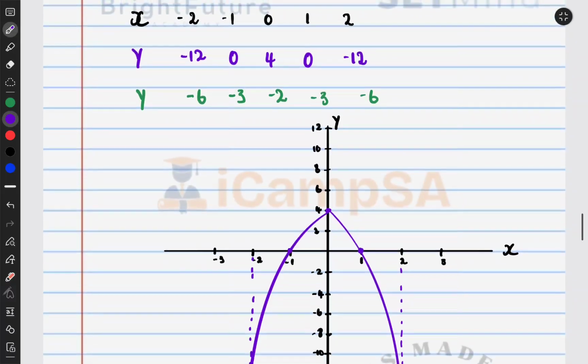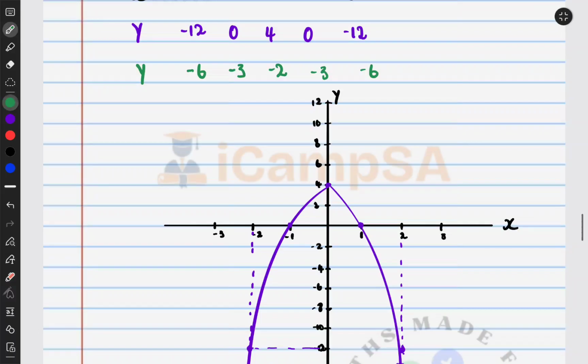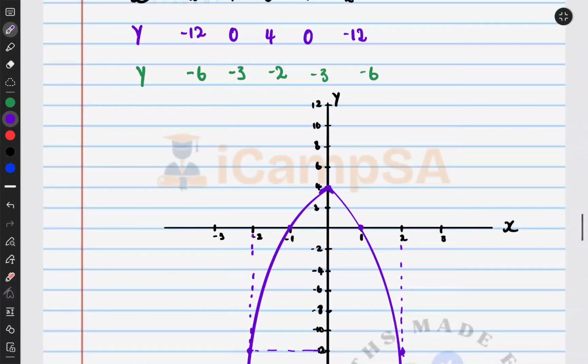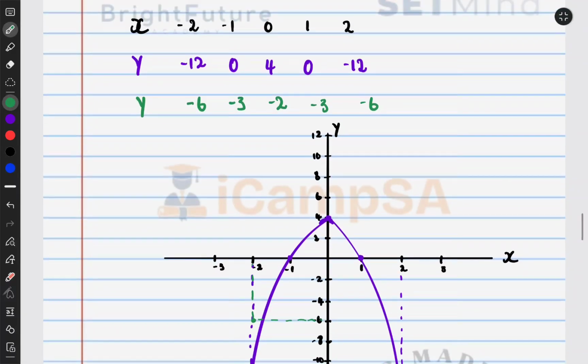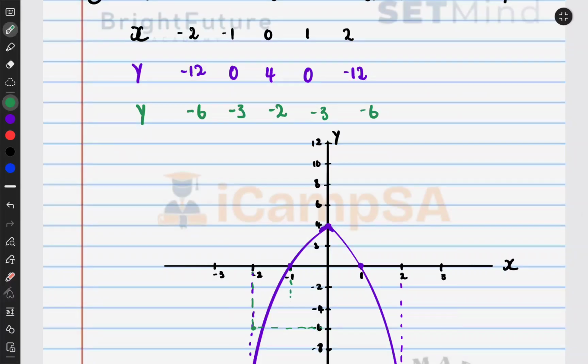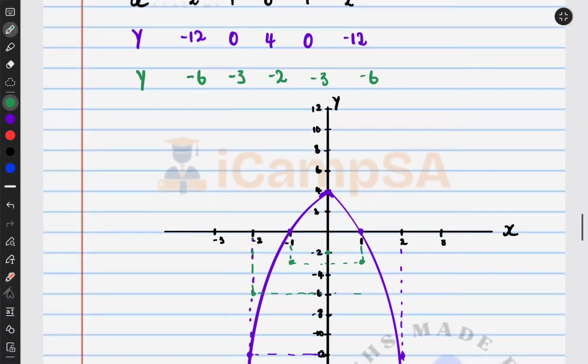Next, let's do the second function, and this is a curve. The points are negative 2 and negative 6, the first point. Negative 1 and negative 3. Then 0 and negative 2. Then 1 and negative 3, and then 2 and negative 6. And then we draw our function.